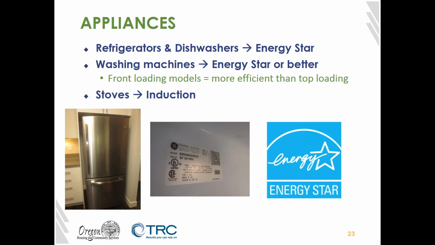But for refrigerators and dishwashers, we're talking about moving towards Energy Star appliances, which is pretty straightforward. Washing machines also have an Energy Star rating. There's also the CEE, which makes ratings. They do tier 1, 2, and 3, with 3 being the most efficient. And front-loading washing machines are the most efficient option. They're typically about 20 to 30% more efficient in terms of water use and energy.